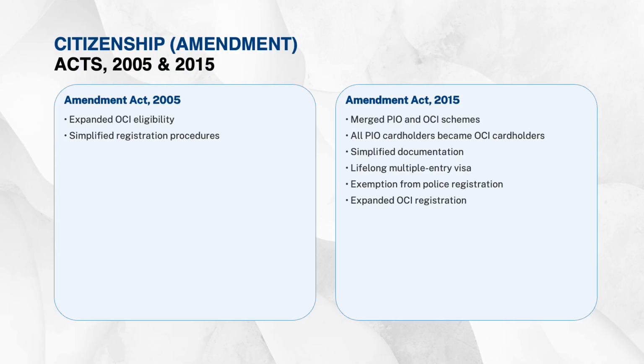Okay, so they merged both these two schemes into one, OCI, overseas citizens of India. Even the PIOs can register for OCI, and non-PIOs can register for OCI. They made it simpler. Okay, so which of the following citizenship amendments merge PIO and OCI? The answer is 2015 amendment. Okay, that's the only important fact about Amendment Act 2015 that you need to memorize. The rest, not too necessary.